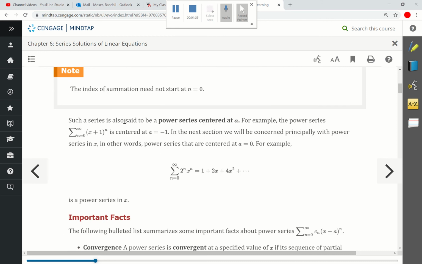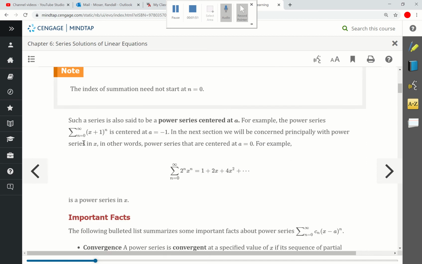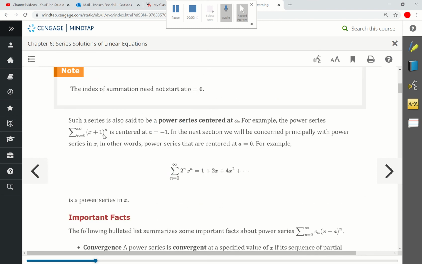We say that such a series is also said to be centered at a. Whatever value sits behind a negative sign with the x, that's going to be the center of the power series. It's the value that would make the x factor equal to 0. So if we looked at something like the summation from n equals 0 to infinity of x plus 1 to the n, this one would happen to be centered at negative 1. Some students will just remember the opposite of what's in the parentheses with the x. So if you see x minus a, then it's centered at a. If it's x plus 1, then it's centered at negative 1, etc.